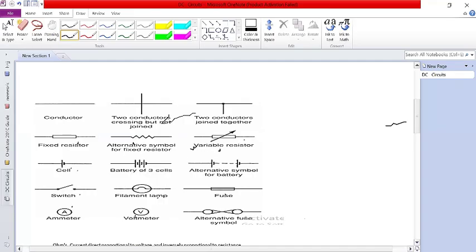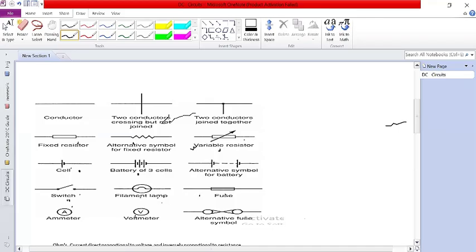Then this is the circuit symbol of a cell. A cell produces EMF. Then this is the circuit symbol of a battery. A battery contains two or more cells. Then we have a circuit symbol for a switch. A switch opens or closes the circuit. Then we have a circuit symbol for a filament lamp, which converts electrical energy to light. Then we have a fuse, which is a protection device, which protects the circuit components from overcurrent or short circuit current.